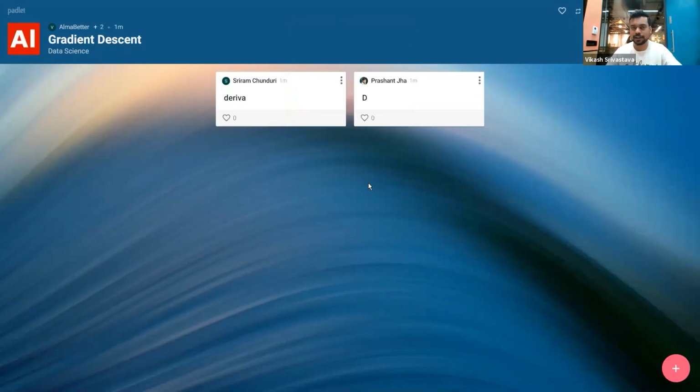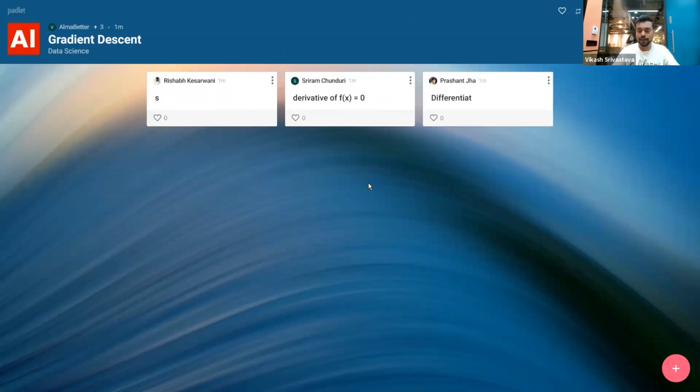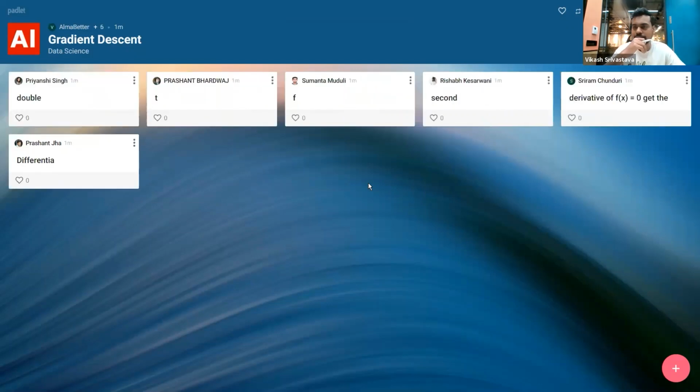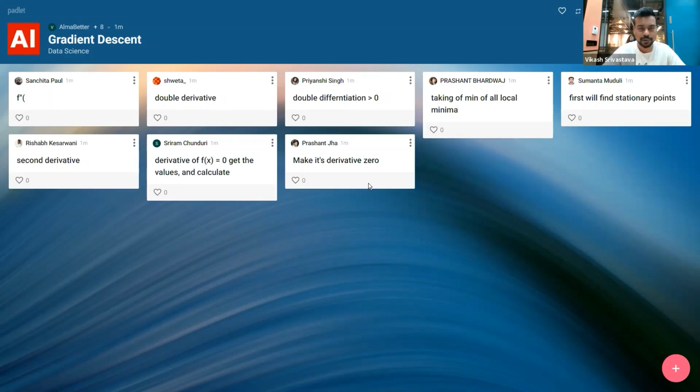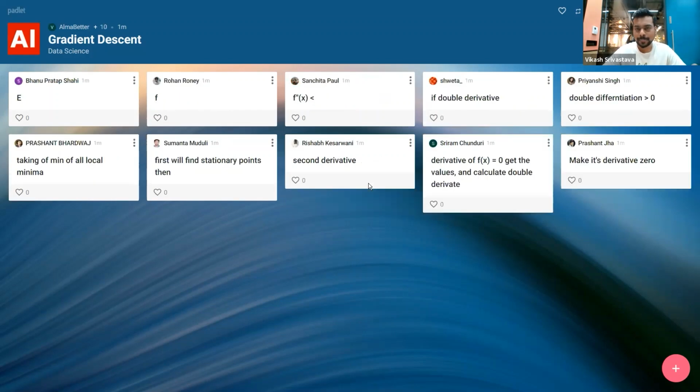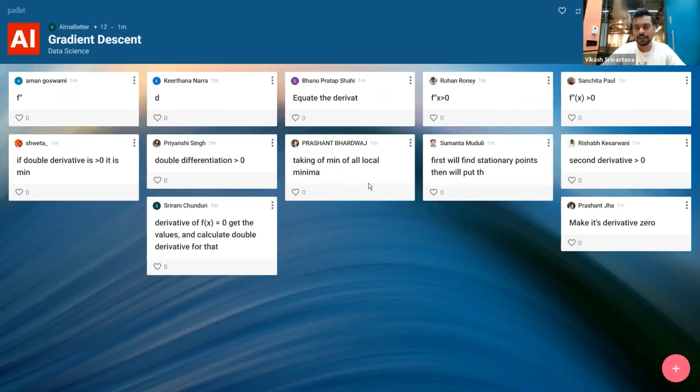Let's say you are given a function f(x), and how do you find the minimum of that function? Sriram is saying the derivative of f(x) is equal to 0. Okay, and is there any other condition? Of course I set the derivative to 0, but some people are still writing about the second derivative. Sanjita is saying double derivative. Okay, so the double derivative should be greater than 0.